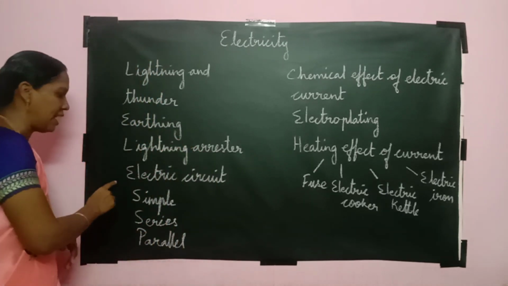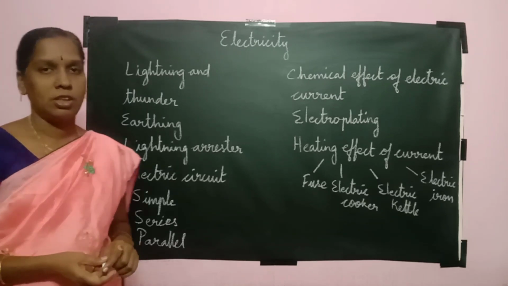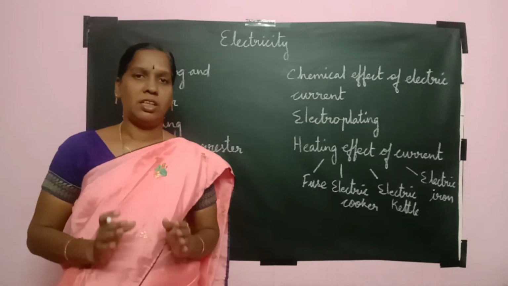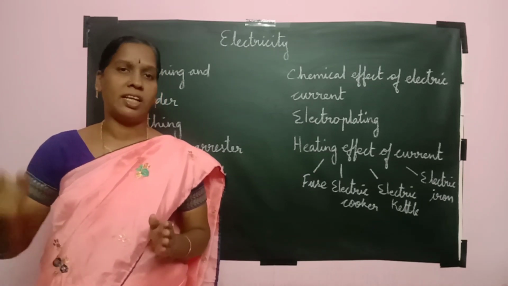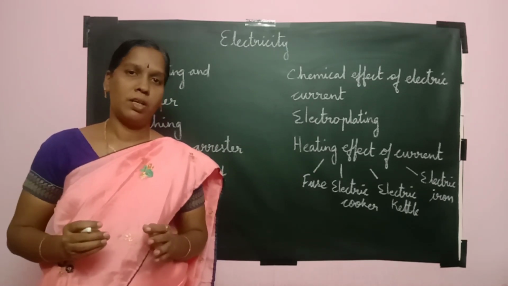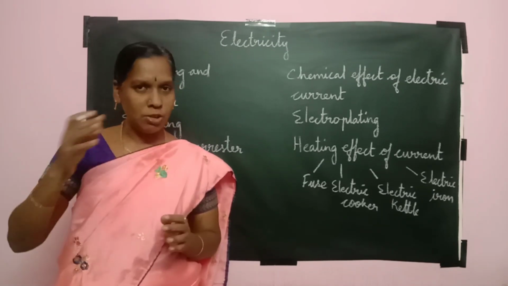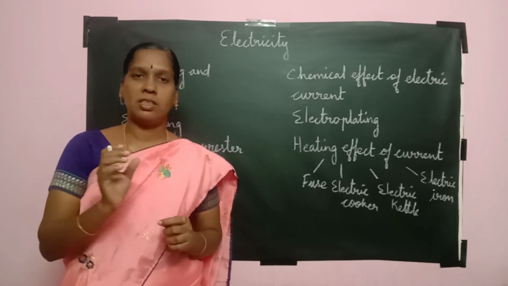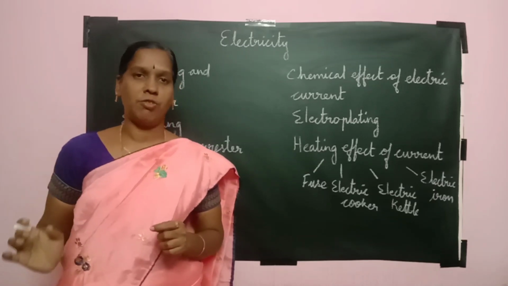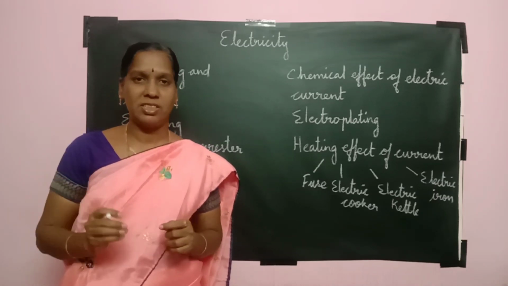Next we move on to electric circuits. So remember, in electric circuits, only in a closed conducting path can the current flow. In earlier days they saw the current flowing from the positive terminal to the negative terminal, that is, from the positive of the battery to the negative of the battery. It is said to be conventional current.